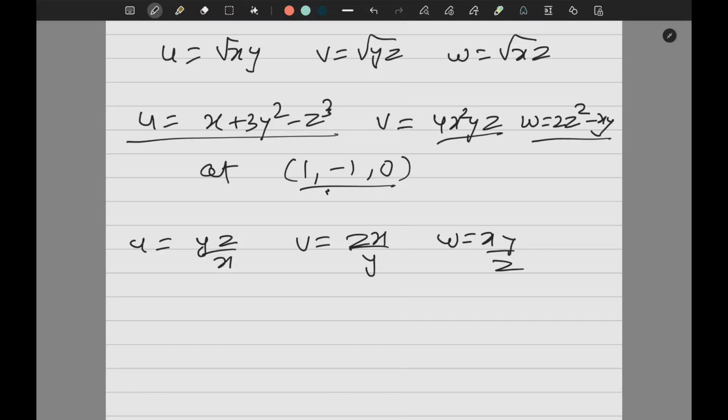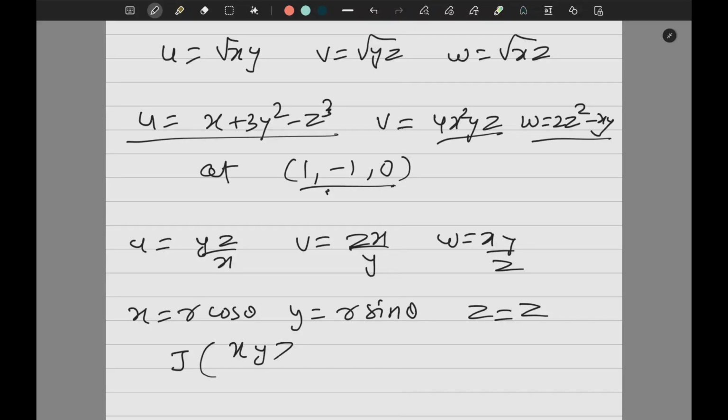Now in this, there is a variety. This type of question are also very good. When I give x is equal to r cos theta, y is equal to r sin theta, z is equal to z, this is basically the cylindrical coordinate. So I can ask you this thing, x, y, z with respect to r, theta, z. Okay, this type of question are there.